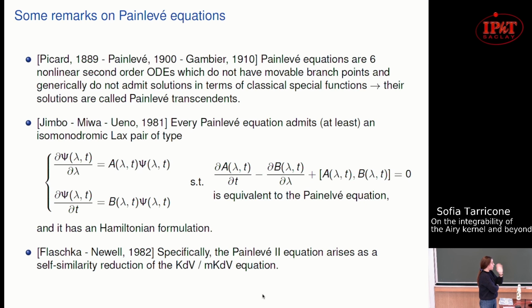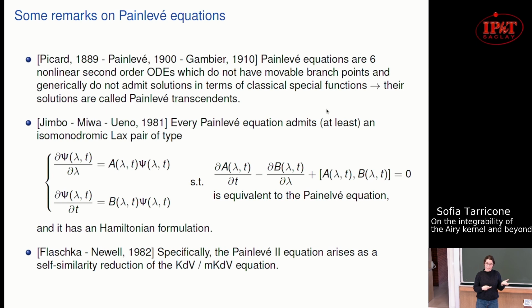So there are only six such equations that cannot be solved in terms of known special functions. So you can't, for a generic value of the parameter, find a solution of your ODE that is written in terms of, I don't know, either hypergeometric functions, Bessel functions, or whatever special function you would like. And their solutions have a name, because since you have this Painlevé property, you can still define functions out of the solution of your nonlinear ODE, and these are called Painlevé transcendents.